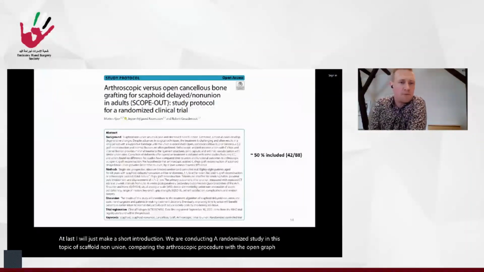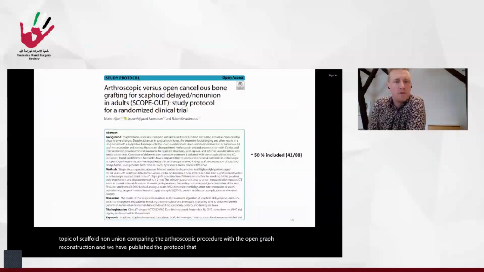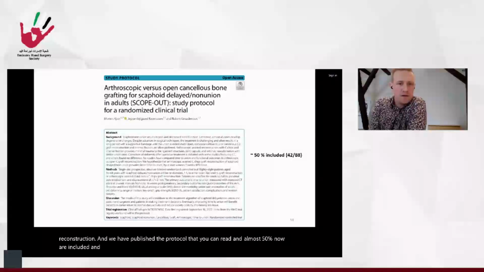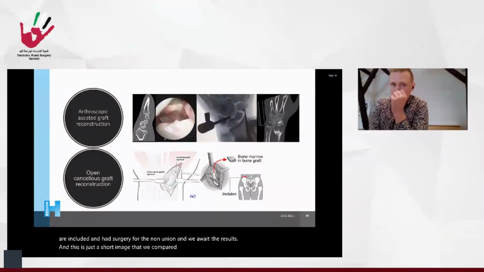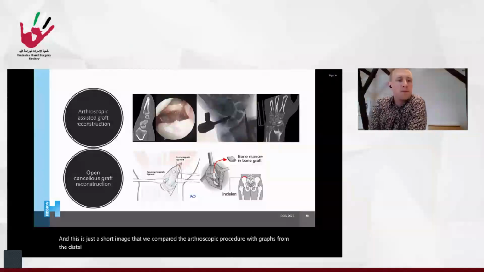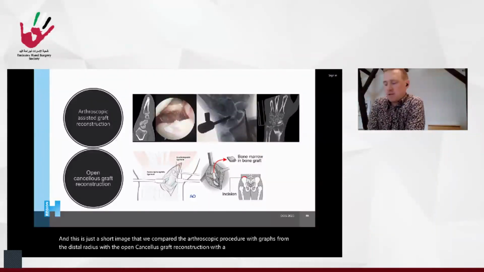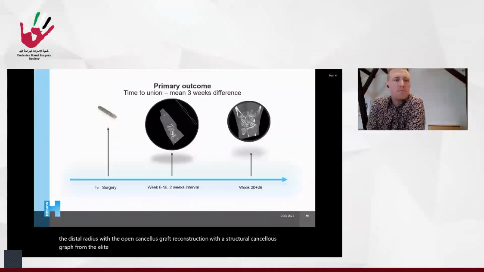We have published the protocol that you can read, and almost 50% now are included and had surgery for the non-union, and we await the results. And this is just a short image that we compare the arthroscopic procedure with graft from the distal radius with the open cancellous graft reconstruction with a structural cancellous graft from the iliac crest. And the primary outcome is looking at the time to union to see if we can find a difference with the two procedures.